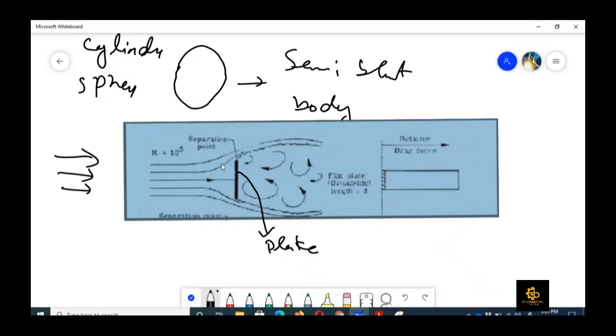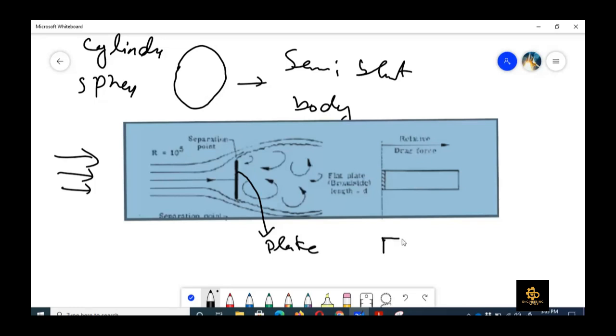And this divergence of streamlines is shown, and here we have Reynolds number 10 to the power 5, which is basically 1 lakh. So you can easily see that the flow would separate from these edges, and there would be some low pressure region here.